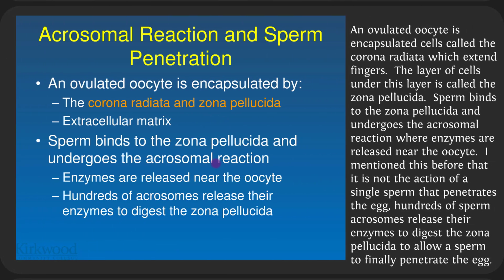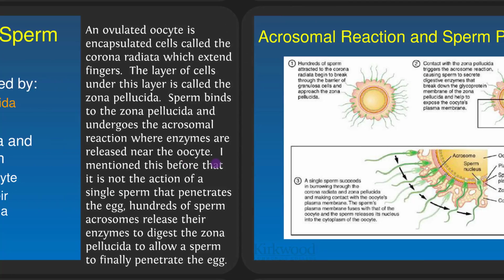An ovulated oocyte is encapsulated in cells called the corona radiata, which extends fingers. We're going to see this in the next picture. The layer of cells under this layer is called the Zona Pellucida. Sperm binds to the Zona Pellucida and undergoes the acrosomal reaction where enzymes are released near the oocyte. I mentioned this before, that it's not the action of the single sperm that penetrates the egg. It's got to be hundreds of sperm and their acrosomes to release the enzymes necessary to digest the Zona Pellucida to allow a sperm to finally penetrate the egg.